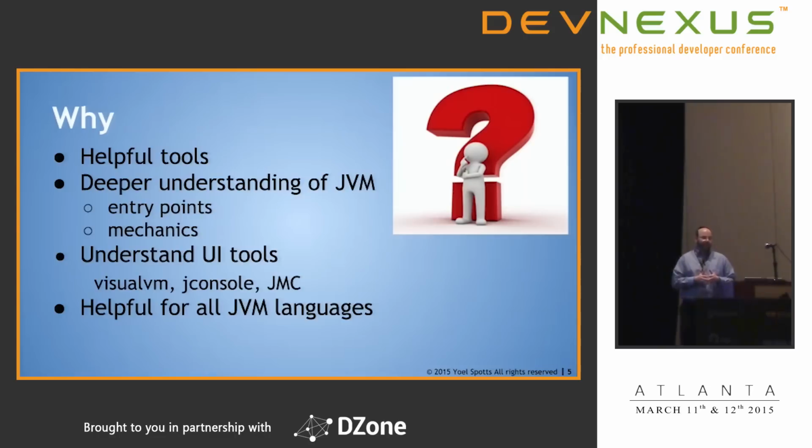Where I work right now, we're a Scala shop, so it doesn't matter. It could be JRuby, it could be Groovy, whatever it is that you're working on. These tools are helpful because they work at the JVM level. They work at the bytecode level. So this is beyond the point of where you're compiling or whatever it might be. This is at a lower level. And so these tools, I think you'll find, are helpful for whatever language you're using on the JVM.